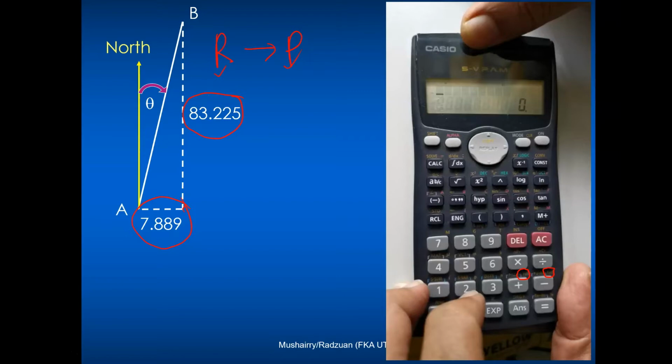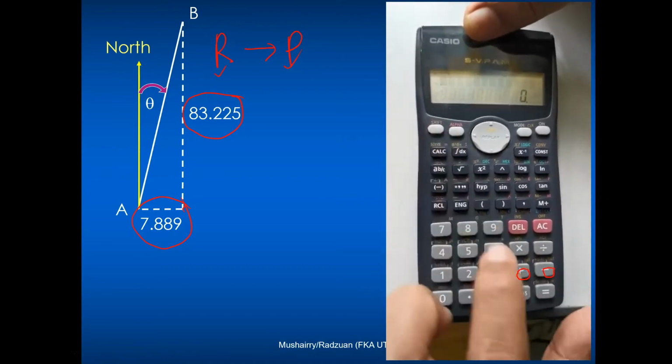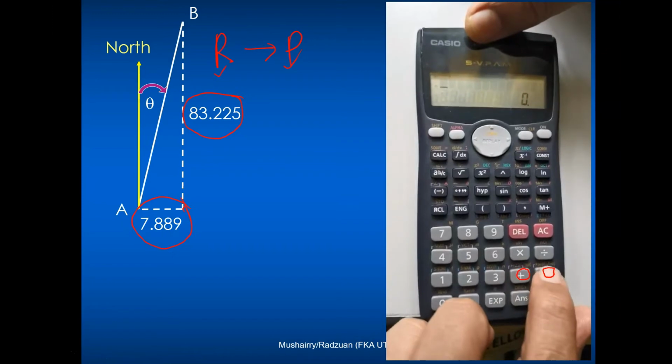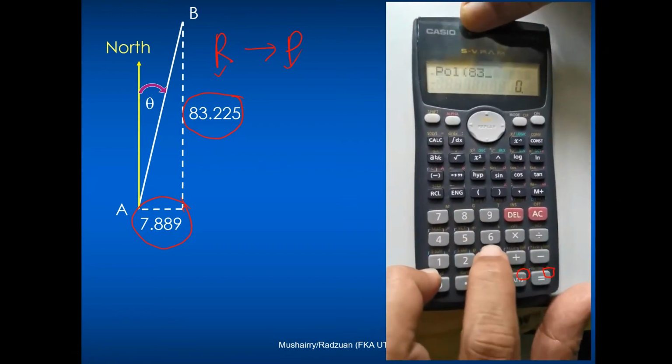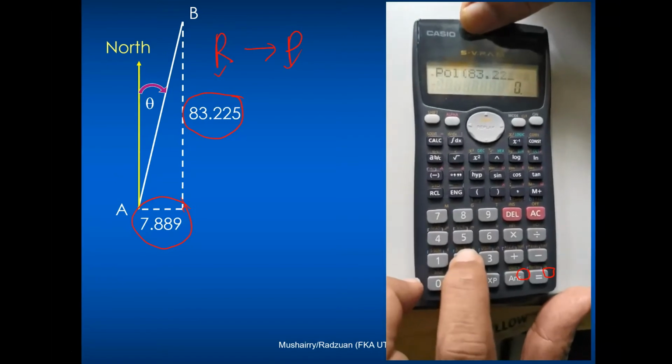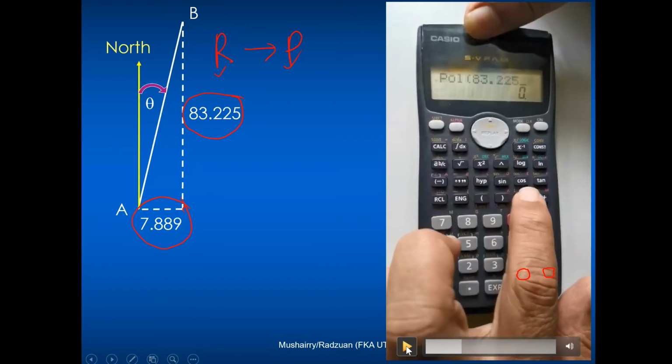Clear everything up, press shift. Now those two buttons I was mentioning, you need POL now, because you want to convert rectangular to polar. You key in the difference in northing first, like so, 83.325.